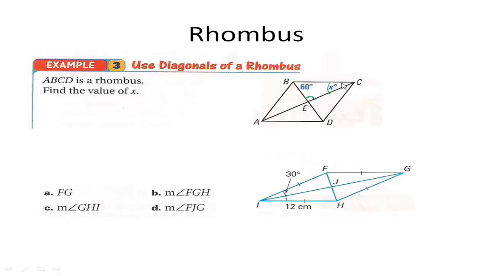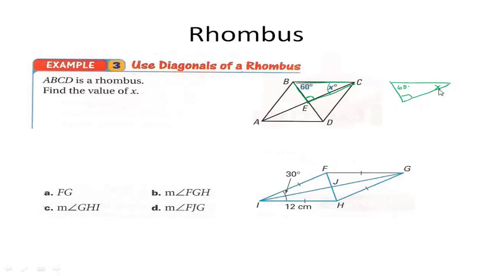Now, if I look at this piece of the rhombus, which makes a triangle, it makes a right triangle. I'm going to draw this separate over here. I have a right triangle. This is a right angle. Here's my x, and here's my 60 degrees. If they tell you to find x, that means you need to find how much this angle measures.